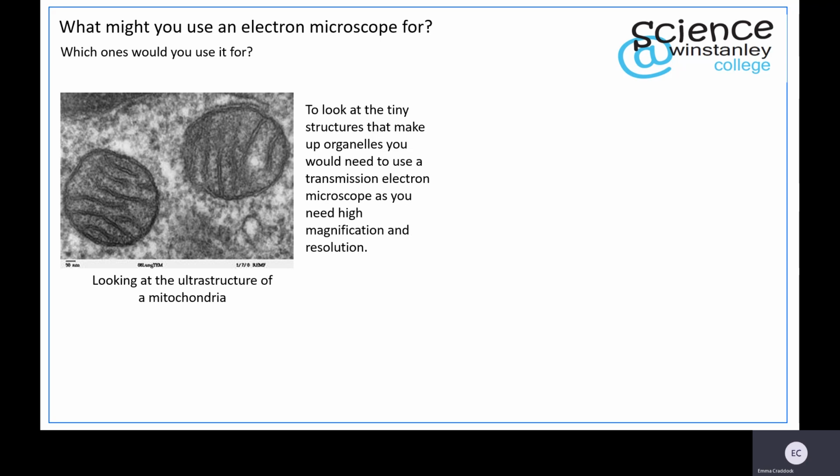Okay, so you'd use it for looking at the ultrastructure of a mitochondria. So look at the tiny structures that make up organelles. You would need to use a transmission electron microscope. You need to be able to see inside that organelle, and to do this you need high magnification and resolution.